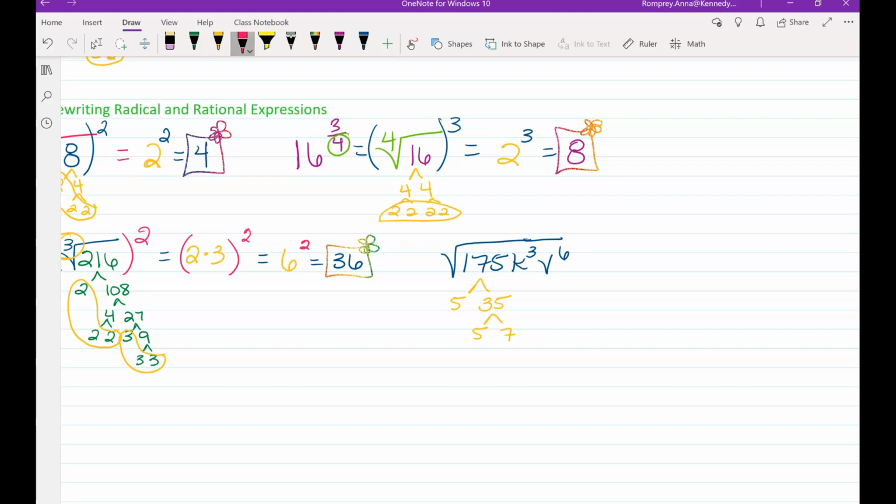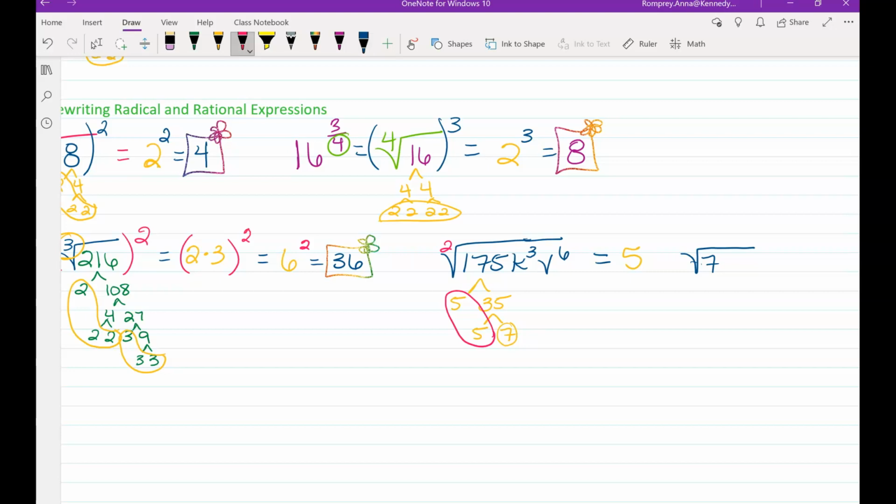Now, what's our index? 2. So I'm looking for groups of 2. I only have one group of 2. So what that means, a 5 comes out because I did have a pair of 5s. But that 7 is by itself, so it actually has to stay in the radical. Okay? Unless there's another pair coming out of the woodworks, it stays by itself. It's got to stay inside. I can only bring out things that have pairs.